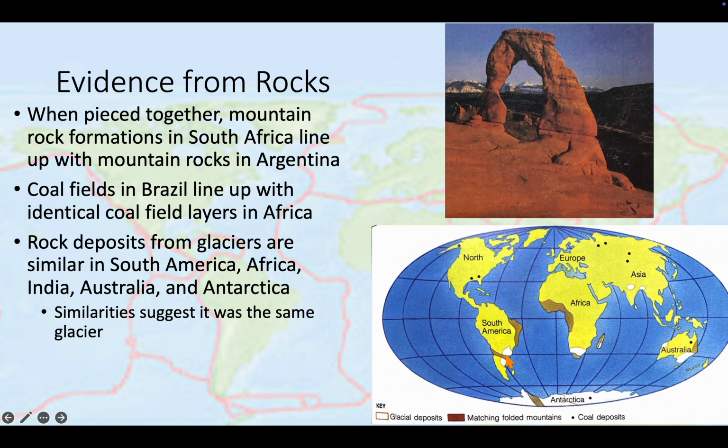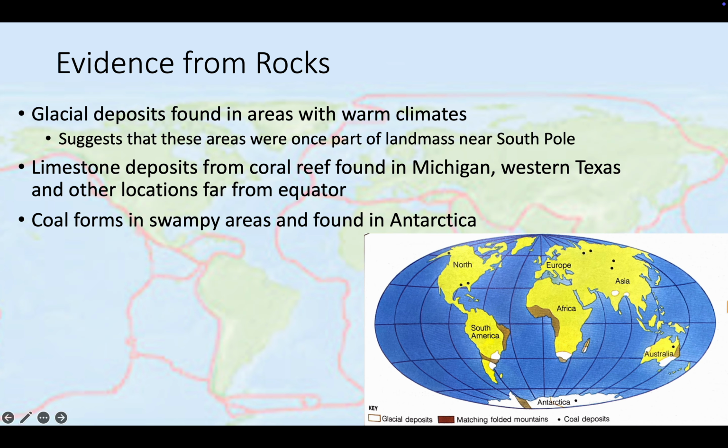Rock deposits from glaciers are similar in South America, Africa, India, Australia, and Antarctica. So that suggests that those continents would have been near each other because it suggests that it was all from the same glacier based on the rock deposits. Okay, so glacial deposits found in areas with warm climates. That suggests that those areas were once part of landmass near the South Pole, so they would have had to shift locations.